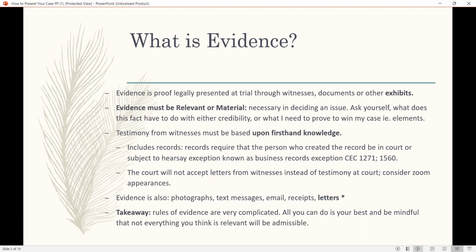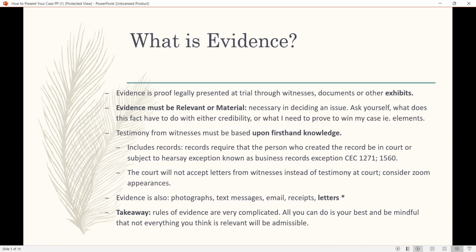The court will not accept letters from witnesses instead of testimony in court. So consider Zoom appearances. Other evidence includes photographs, text messages, emails, receipts, and some letters. You might be able to get them in, depending on whether or not there is an exception. Just know that if a witness wants to submit a letter in lieu of live testimony, that will usually always be excluded.